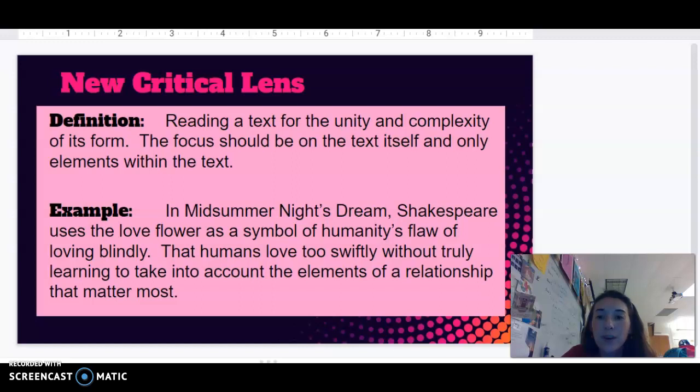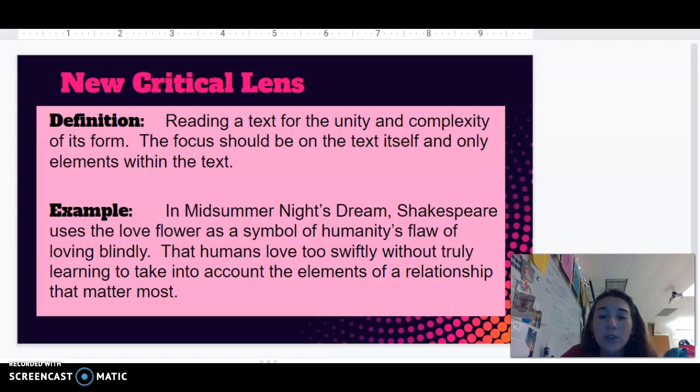We're going to continue on with our literary lens notes. We're going to start talking about new critical lenses. This is the most common lens and the lens that you have been spending the past 11 to 12 years of your education working to master. So this is reading a text for the unity and complexity of its form. The focus should be on the text itself and only elements within the text.